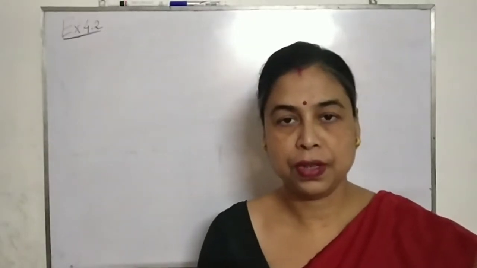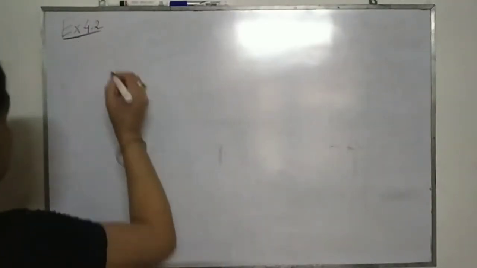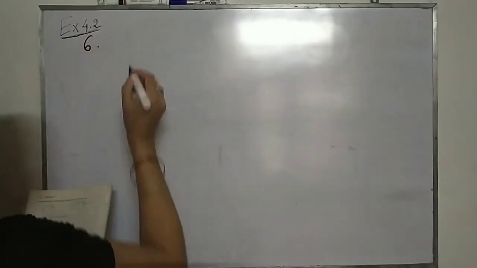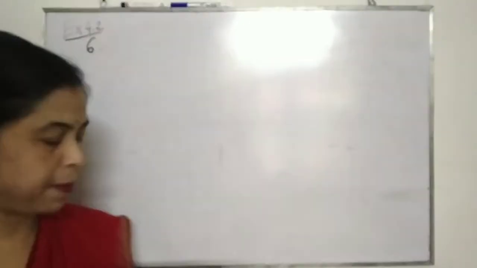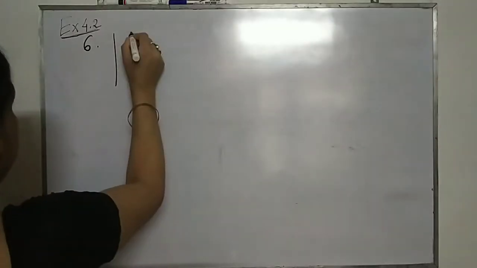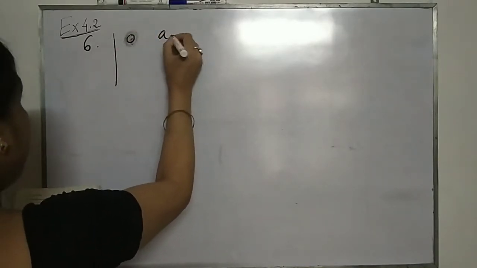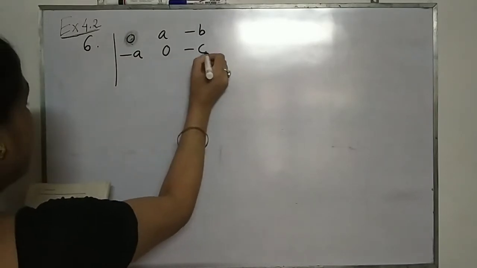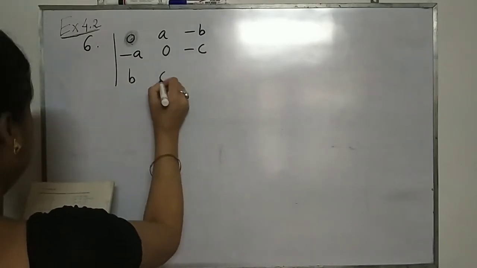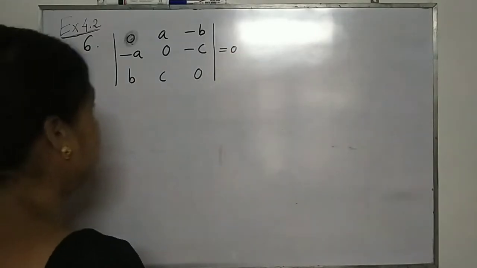Today we will do a few more questions on exercise 4.2. Okay, we have to do question number 6. So let me write down question number 6. By using properties of determinant, show that the determinant with first row 0, a, minus b, then minus a, 0, minus c, then b, c, 0, is equal to 0.